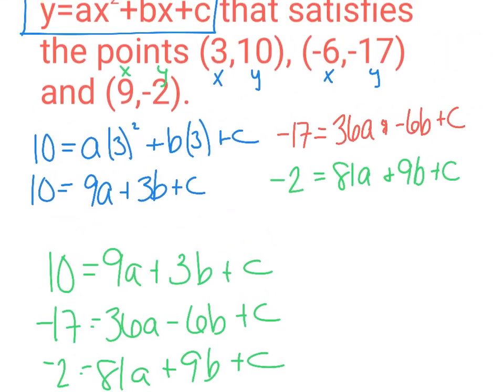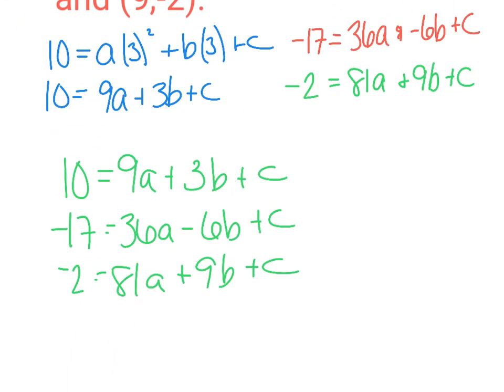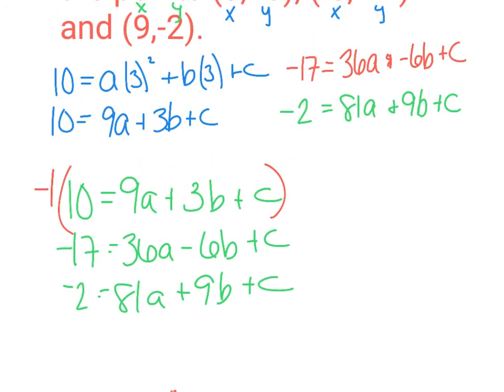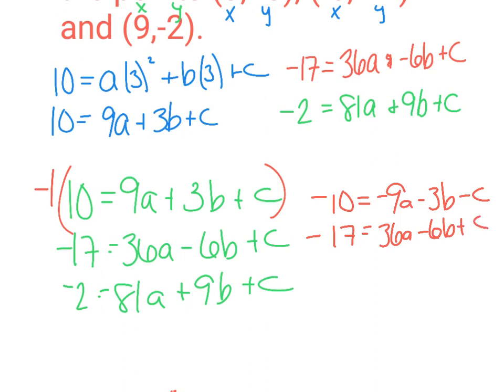I'm going to multiply this first one by a negative 1. So I'm going to get negative 10 equals negative 9a minus 3b minus c. I'm going to leave this other equation, 36a minus 6b plus c. The whole point of doing that was I can eliminate those c's now. So that's negative 27 equals 27a minus 9b.